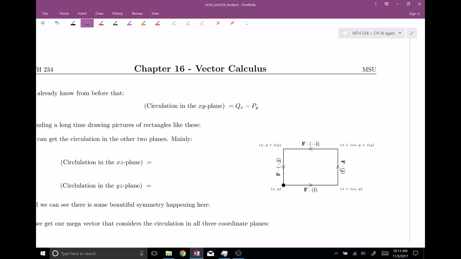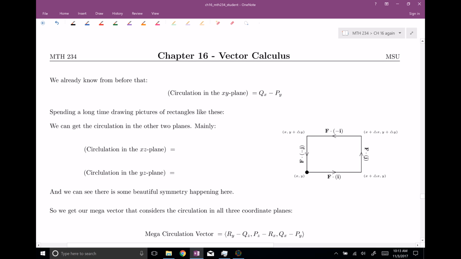Now, if you do a lot more of these drawings, which I'll save you from, we can calculate out the circulation in the XZ plane and in the YZ plane. And this is going to be the partial of P with respect to Z minus the partial of R with respect to X, then the partial of R with respect to Y minus the partial of Q with respect to Z.